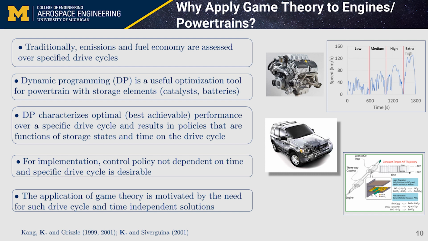What happened at that juncture is that we started to realize that the storage elements in powertrains were becoming more and more important. At that time, more advanced catalysts were appearing that would store emissions, and then hybrid electric vehicles, which would have batteries that store charge. They play a more fundamental role in understanding how to optimize fuel economy, because your fuel economy is not just a function of your current operating condition, but also of history. So essentially, it becomes more of a dynamic system. In that setting, dynamic programming turns out to be a very useful tool for such powertrains.